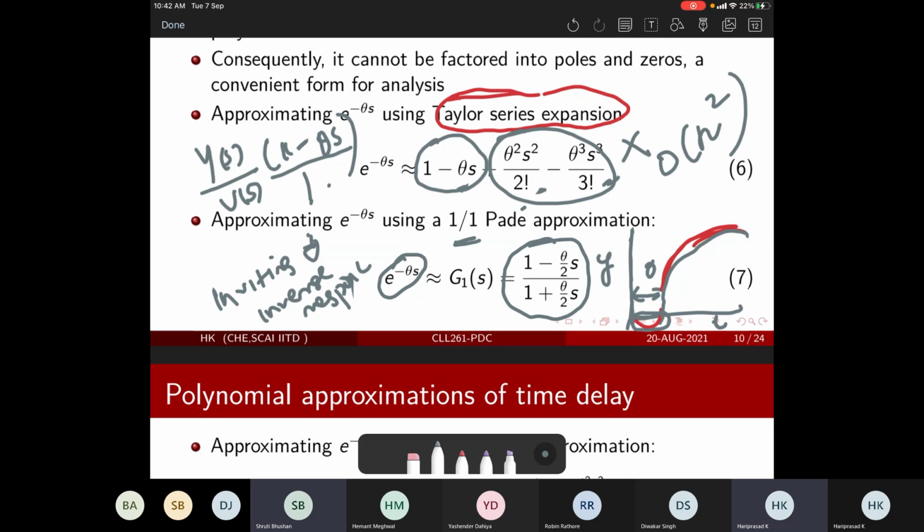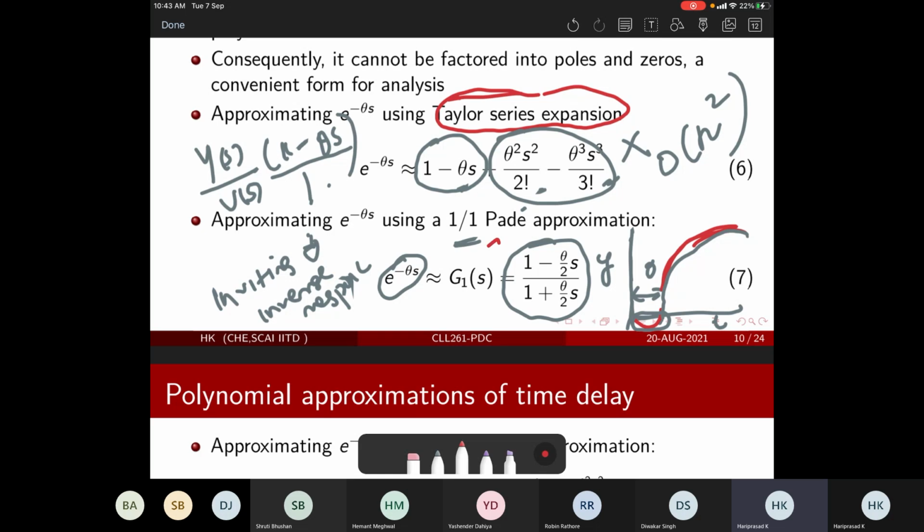Sir, I think intuitively, the inverse response gets compensated, because for the numerator the root will be 2 by theta, and for the denominator of that, e raised to the power minus theta, it would be minus 2 by theta. So I think it gets compensated. Okay, so that is precisely the answer.